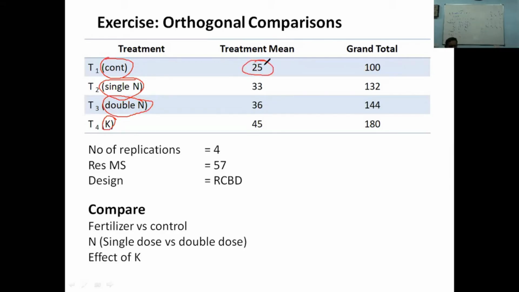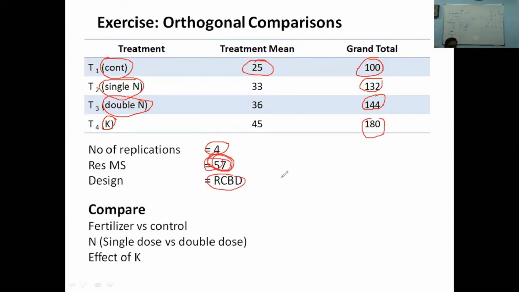Their treatment means are given here, already calculated, and the grand total of each treatment. This is for treatment 1, treatment 2, treatment 3, and treatment 4. These are the mean values of each treatment. Assume that all of them have 4 replicates. Actually, it is an RCBD design. Residual mean square, assume this is 57. Residual mean square, MSE. Now my first contrast is fertilizer versus control. So if it is fertilizer versus control, what versus what? T1 versus the rest.